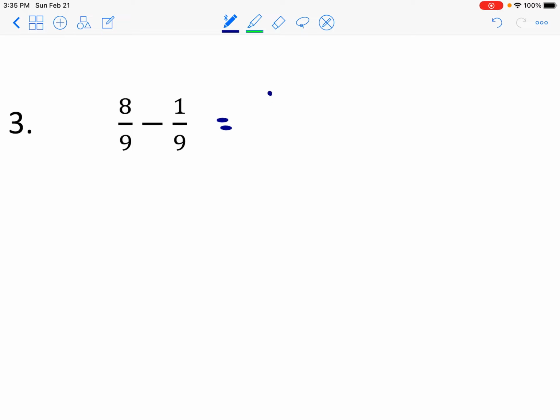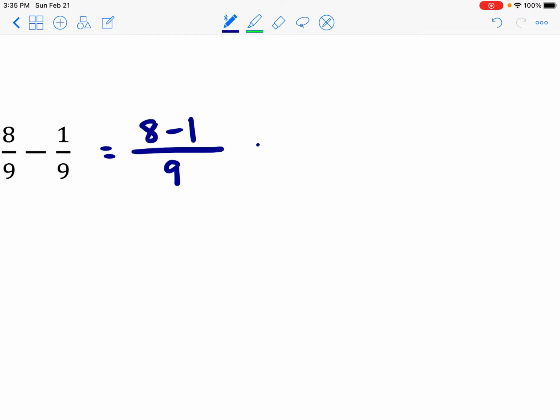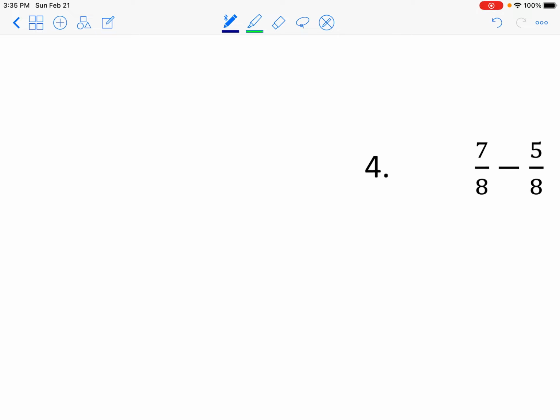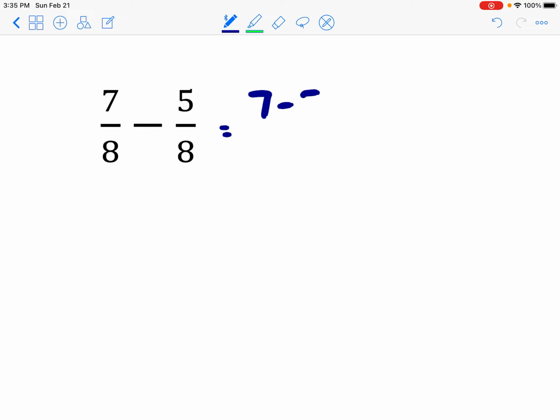So here we're going to be looking at 8 minus 1 in our numerator, and then we're going to keep our common denominator. And 8 minus 1 is 7, so 7 over 9 is going to be the final difference. And here the same thing. This is going to be 7 minus 5 in the numerator. Common denominator of 8 is not going to change. Now 7 minus 5 is 2, so we end up with 2/8 here.